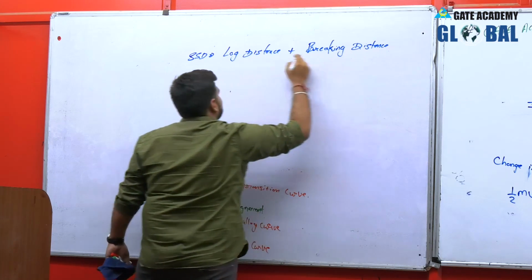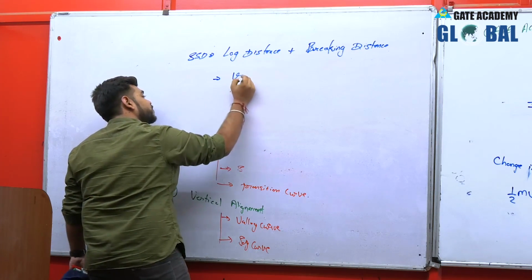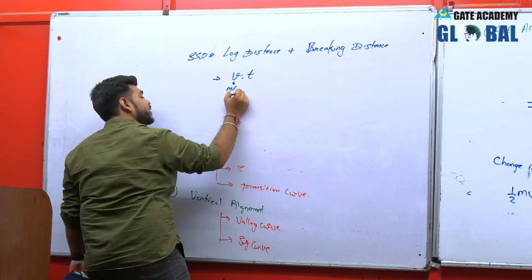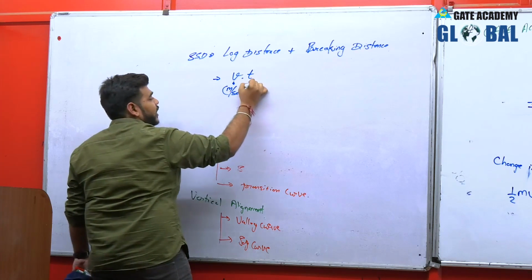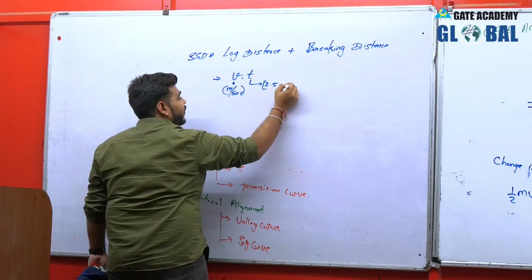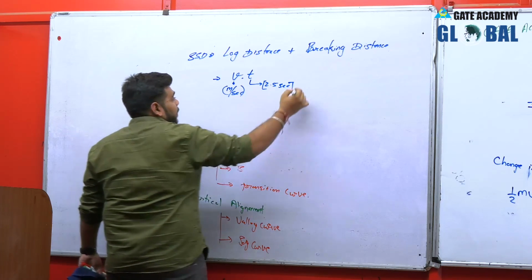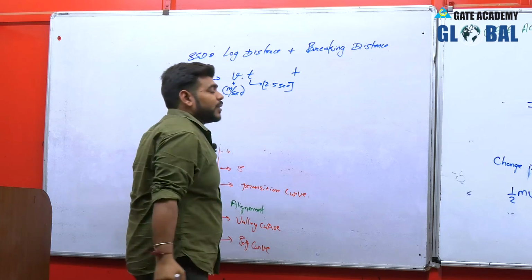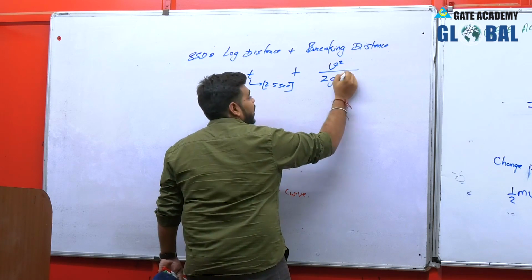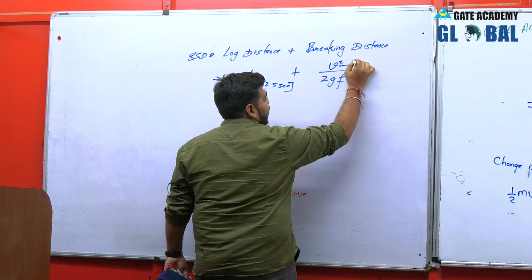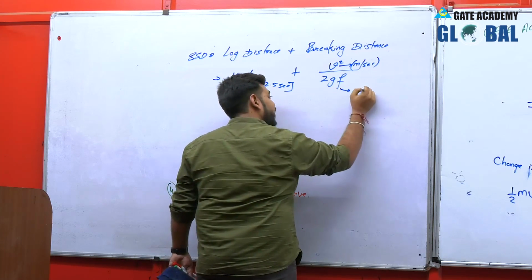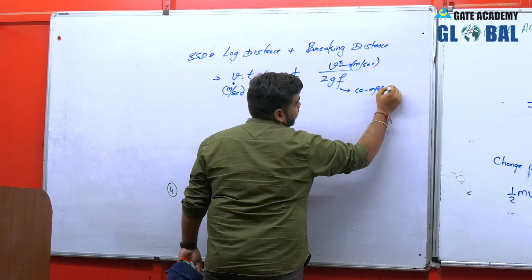And what is lag distance here? The value of lag distance is small v into t. This v is the velocity with which our vehicle is moving, and it should be in meter per second. And here the time as given by IRC is 2.5 seconds. Plus, the braking distance is given as v square divided by 2gf. Here v is the velocity in meter per second, and f is the coefficient of friction.